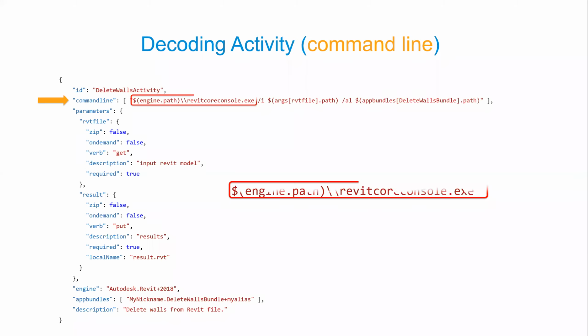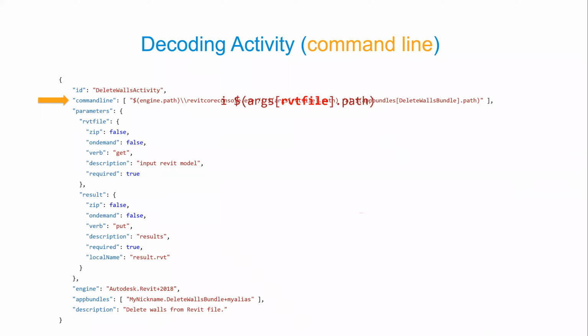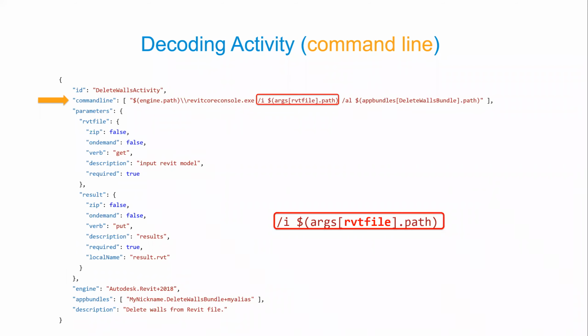The core console.exe takes an optional input argument, which is the path to the Revit file. If this is skipped, we do not open the Revit file for you, which means you have to open it yourself or create a new Revit document, depending on your workflow. In this case, it is specified, so it opens the input Revit file that you provide when you post the work item.